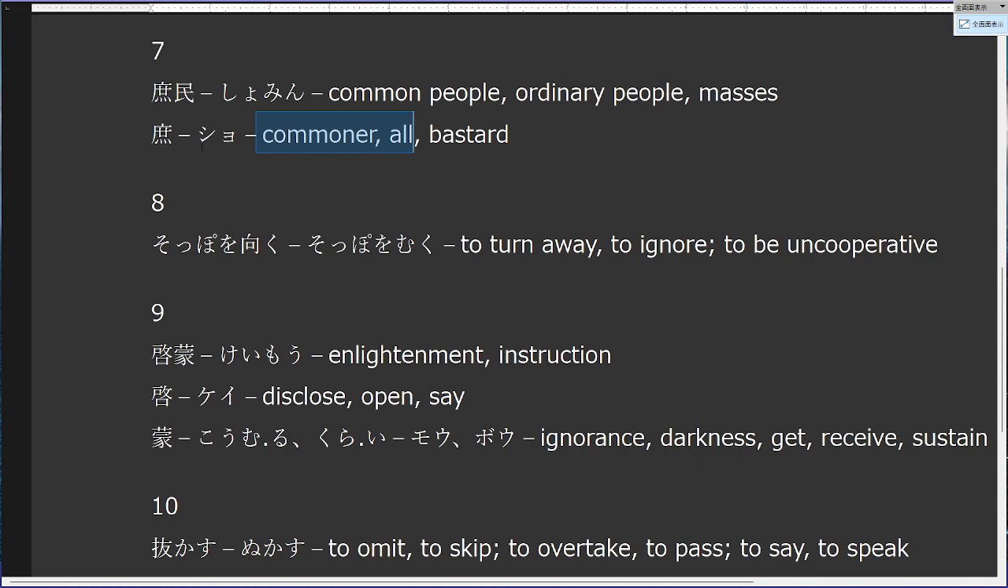I'm imagining commoners in an enclosed space, dancing around a fire, and you're viewing it from above as the lord of the land. This is most likely going to have to be rote memorization, but that's my attempt at remembering. Commoner, all, or bastard is sho. Shomin no sho, so this literally translates to common people, or the ordinary people and masses. Shomin.